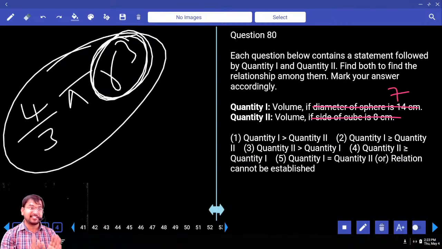Mala calculate chesi yes, quantity 1 is greater than quantity 2. So no need to decide like that. All of it clear, na. By seeing the values itself you are going to say like that. So your answer is quantity 1 is greater than quantity 2. Your answer is option 1. Next, Anna.